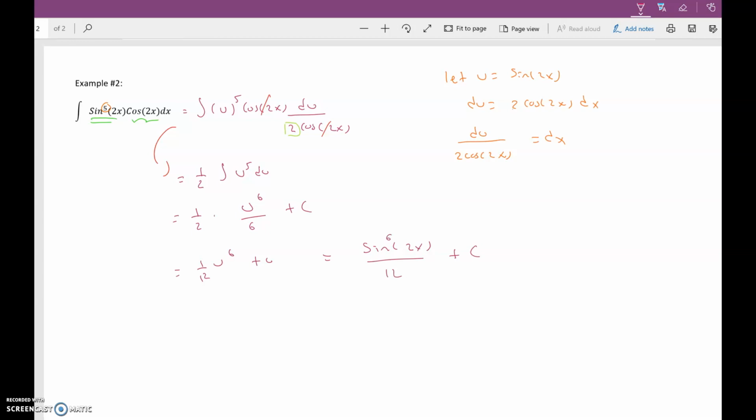And this is to the 6th power. So sine of 2x raised to the 6th divided by 12 plus c. That would be our actual final answer for the integral.